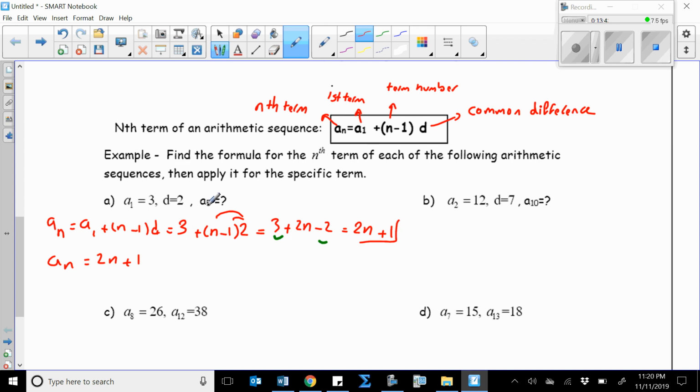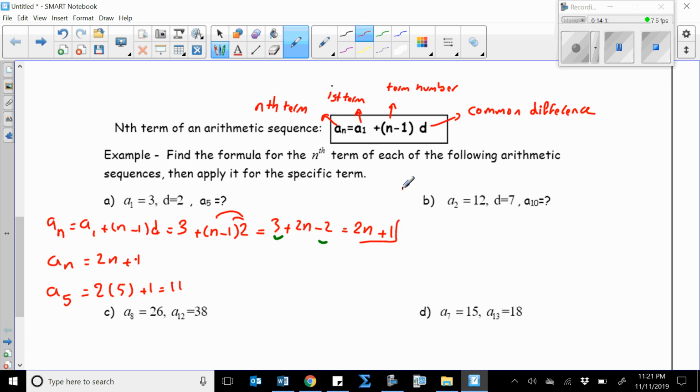Now I want to find a5. So to find a5, all I need to do is to replace 5 for n. So in the formula that I have here, I'm just going to write 2 times 5 plus 1. 2 times 5 is 10 plus 1 is 11. So this is my fifth term of this sequence.